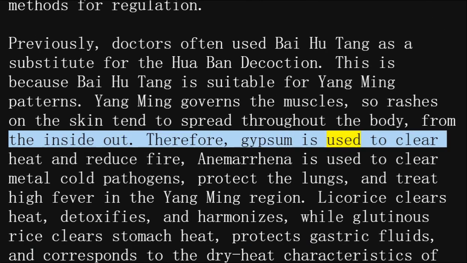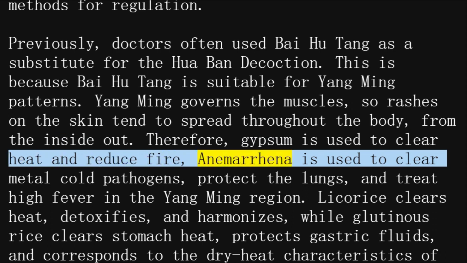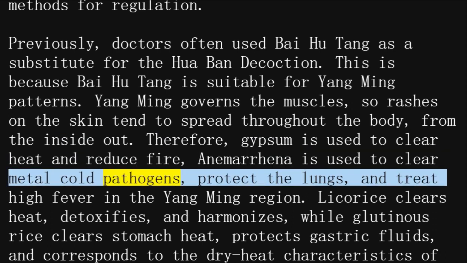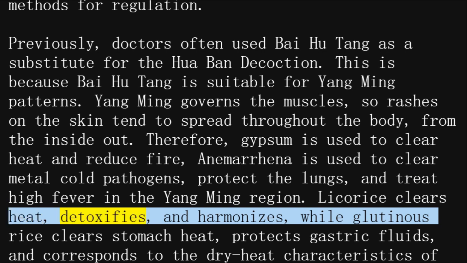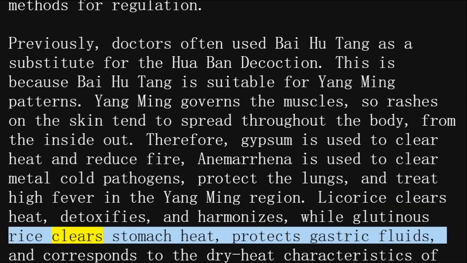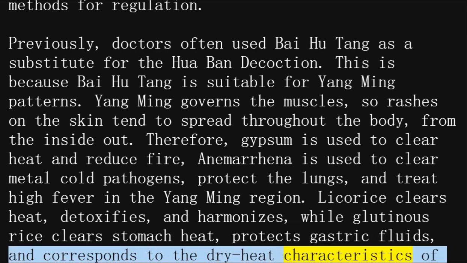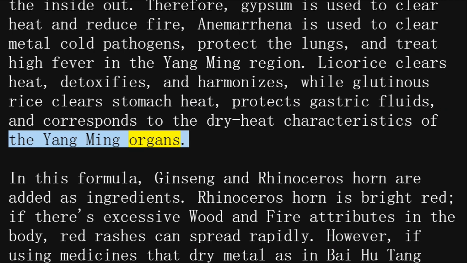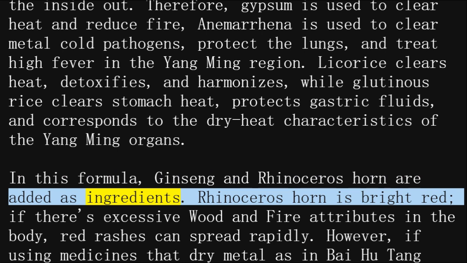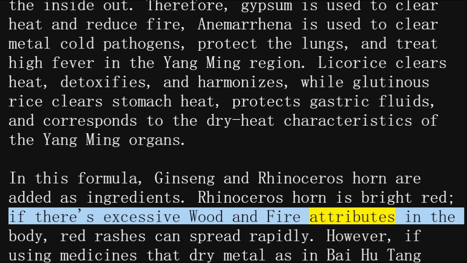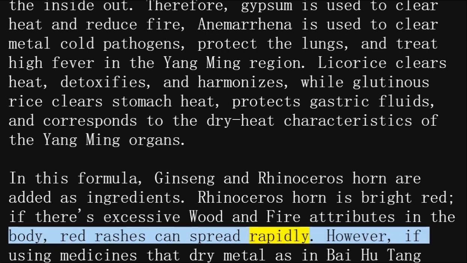Therefore, gypsum is used to clear heat and reduce fire, anamarina is used to clear metal cold pathogens, protect the lungs, and treat high fever in the Yang Ming region. Licorice clears heat, detoxifies, and harmonizes, while glutinous rice clears stomach heat, protects gastric fluids, and corresponds to the dry heat characteristics of the Yang Ming organs. In this formula, ginseng and rhinoceros horn are added as ingredients. Rhinoceros horn is bright red. If there's excessive wood and fire attributes in the body, red rashes can spread rapidly.